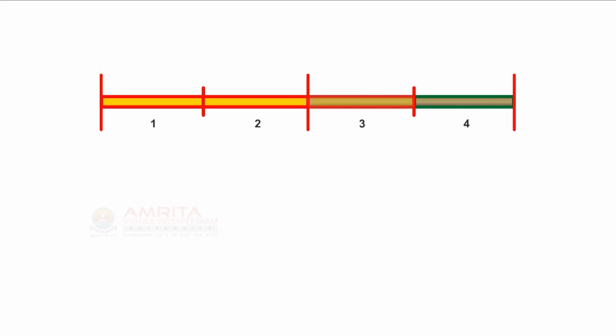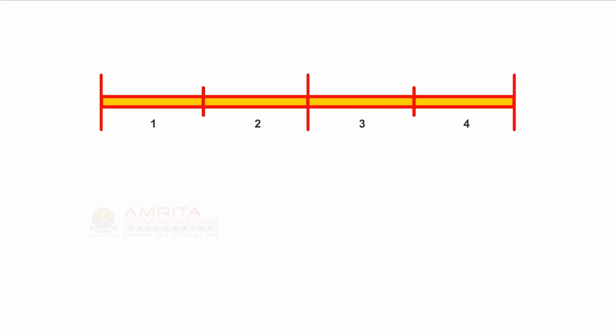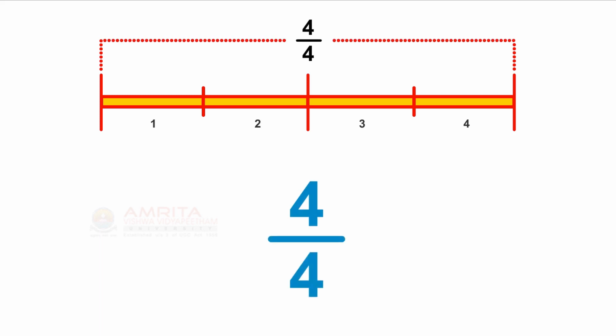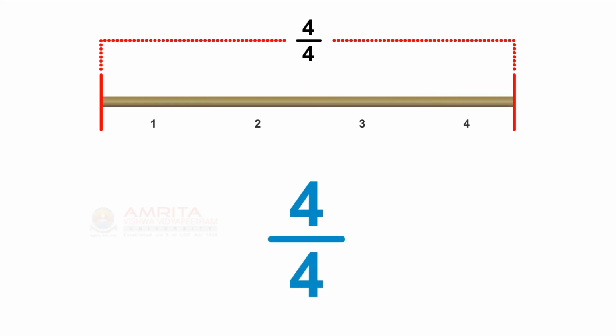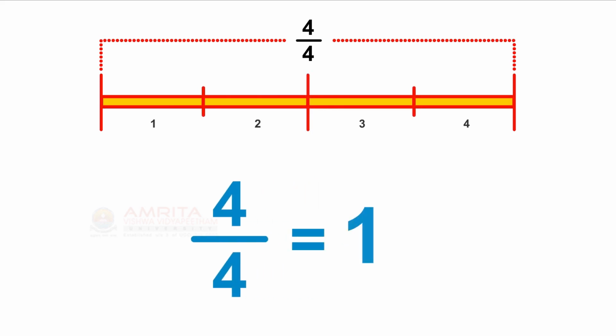Now considering 3 equal parts of the rod, it is 3 out of 4 parts. The fraction will be written as 3 by 4. Considering all the 4 parts will give us the fraction as 4 by 4, which is also equal to the whole rod. Thus we can say that 4 by 4 is also equal to 1.